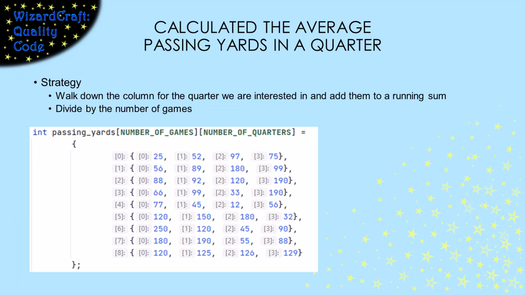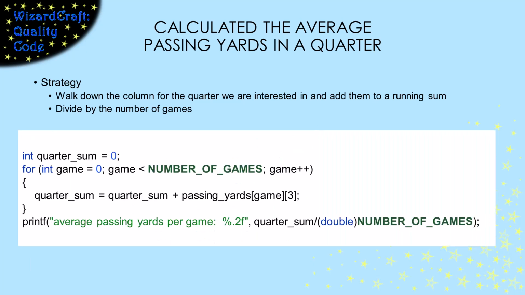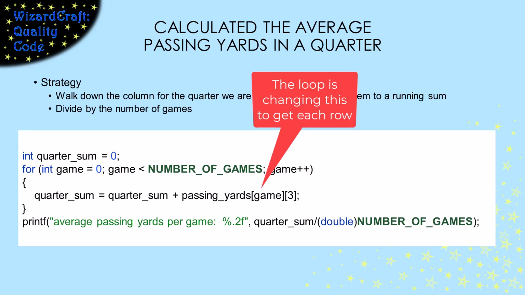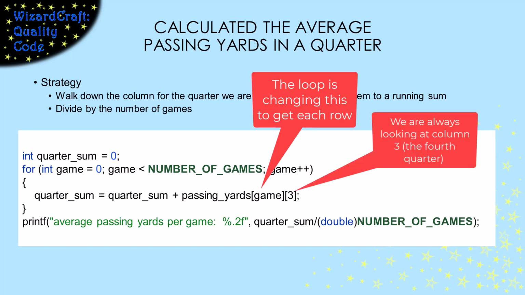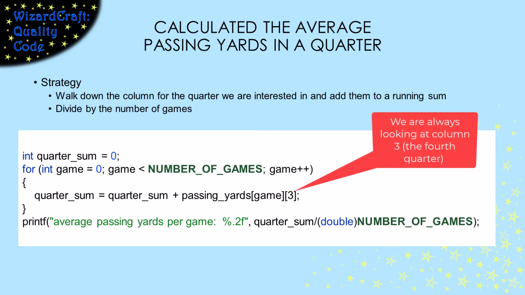Now that we've stored our stats, we can calculate some interesting summaries. For example, we could ask, what is our average passing yards in the 4th quarter? For that, we need to walk down the column for that quarter, adding to a running sum, and then divide by the number of games. That's just a walking through the array loop that walks down the games. We always use 3 for the column index because we wanted the 4th quarter statistic.